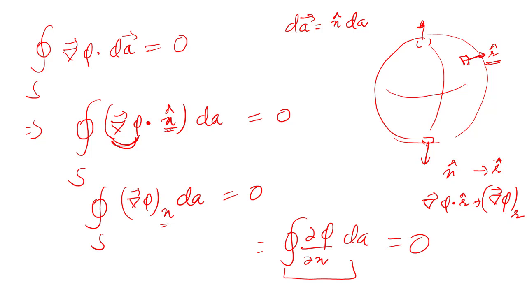Now let's take this one. So we have the surface integral of dou phi by dou n. Again, we're trying to prove the mean value theorem here, and what I'm trying to look at is to connect the average to the value of the function at the center.